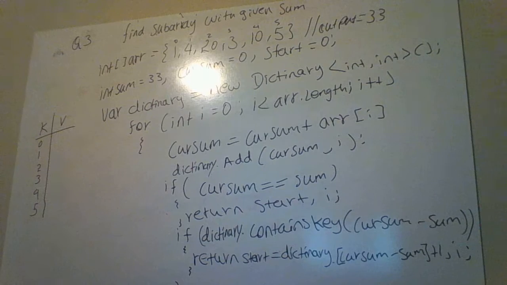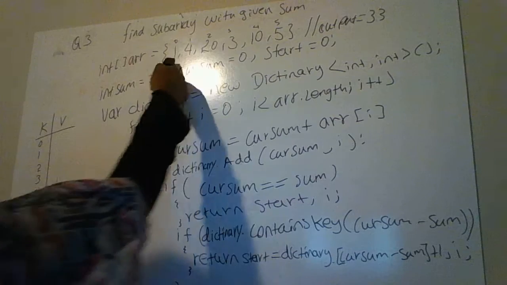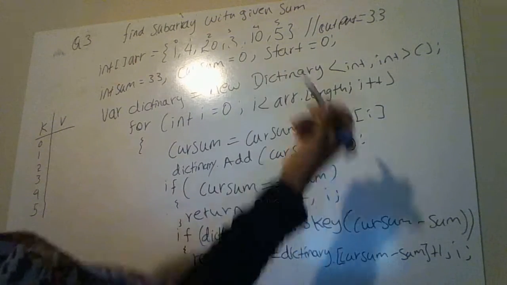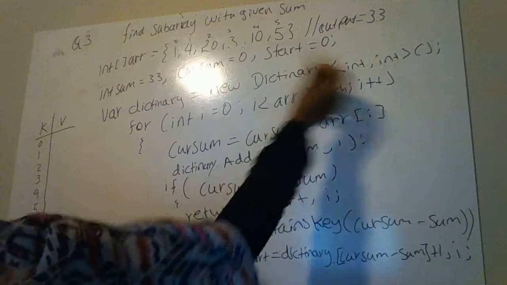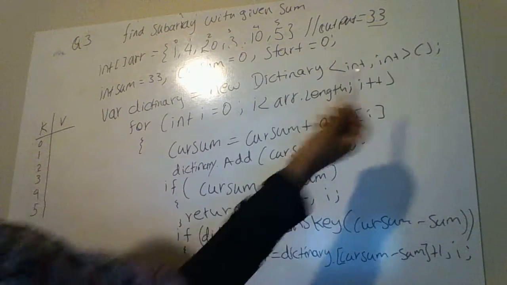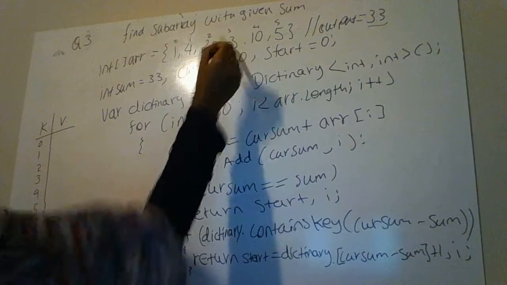Hi, okay, I have question number 3 now. For question number 3, we are asked to find a sub-array with a given sum. So let's say we were given an array like this, and we are asked to find a sub-array that equals 33 when we add some numbers in here.